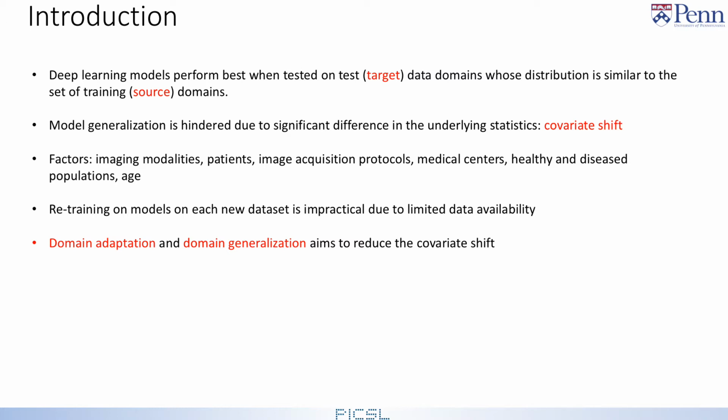Addressing covariate shift by retraining deep models on each new data domain is impractical in most applications because of the scarcity of expert-labeled data, and therefore it is important to develop methods that generalize well to new related datasets not seen during training, using few or no annotated examples from the new dataset. Domain adaptation and generalization are two such paradigms which aim at reducing this covariate shift.